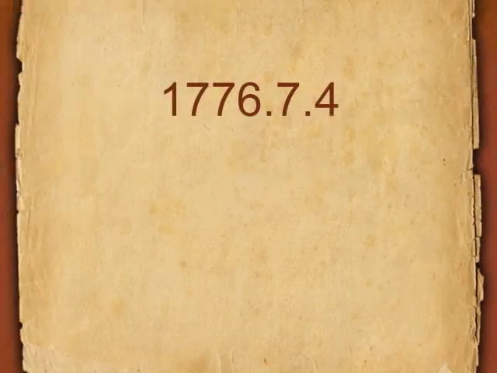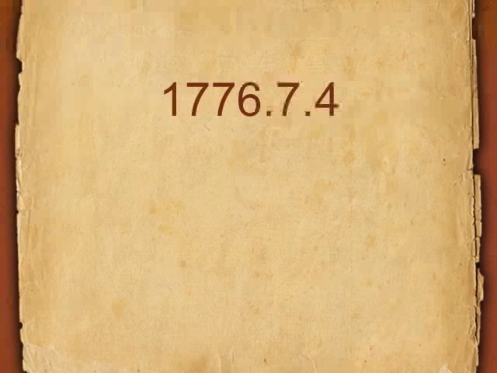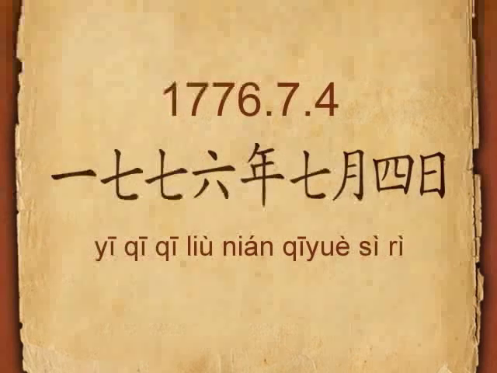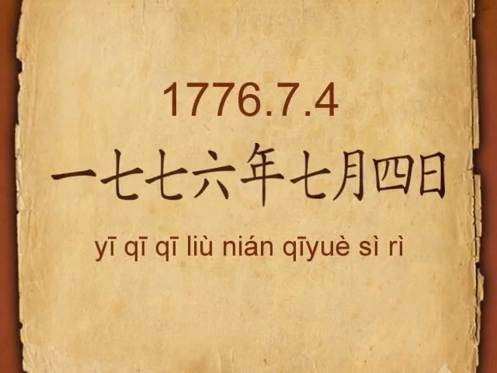Here's another example. When did the United States celebrate its first Independence Day? July 4th, 1776 is correct. How would you read it in Chinese? You would say, 1776年7月4日。Practice reading dates the Chinese way, and you'll find it very easy.